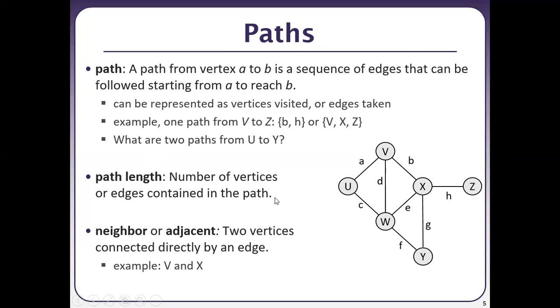The path length will be the number of edges between the connecting pair of vertices. Neighbors or adjacent: two vertices connected directly by an edge are considered neighbor or adjacent vertices. Here in this example, V and X are adjacent vertices. V and U are adjacent vertices. V and W are adjacent vertices. X and Z are adjacent vertices. V and Z are not adjacent vertices.